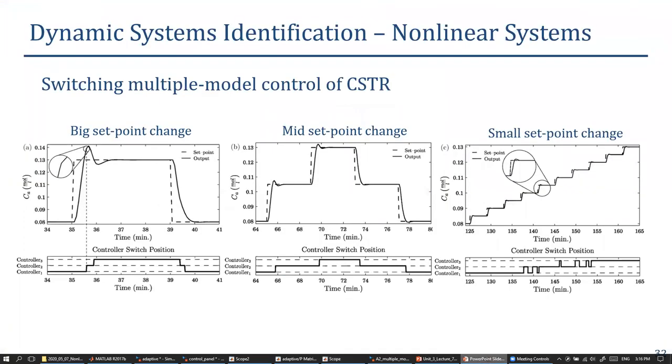If we take a look at the results that I recorded before, the repeating switching can be seen here, with the small set point changes, when the supervisor can't really decide which model is the best at the particular time. Okay.